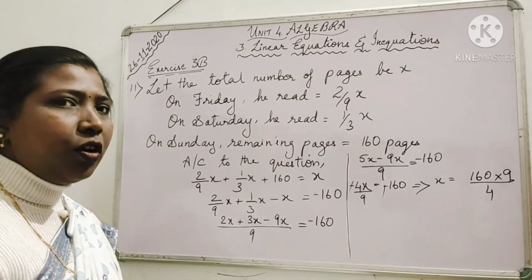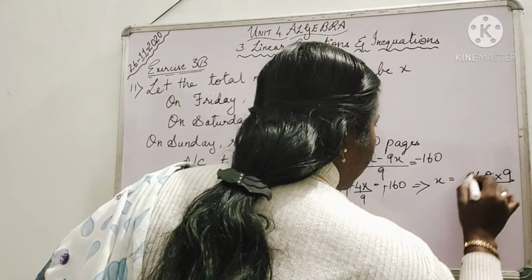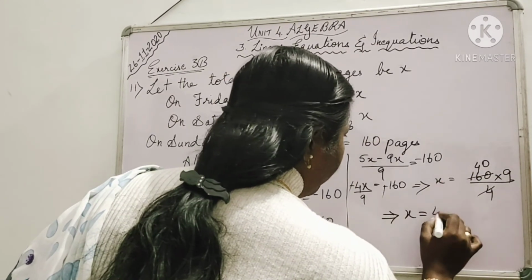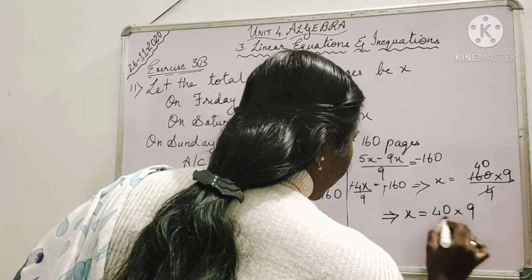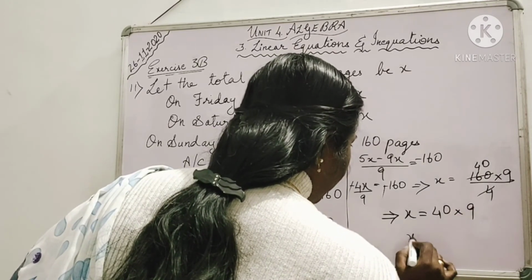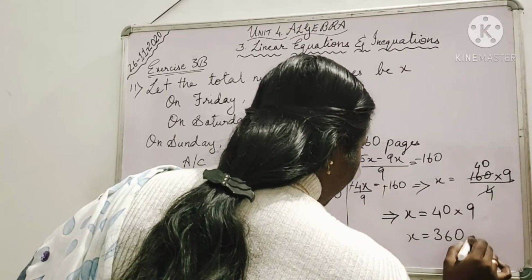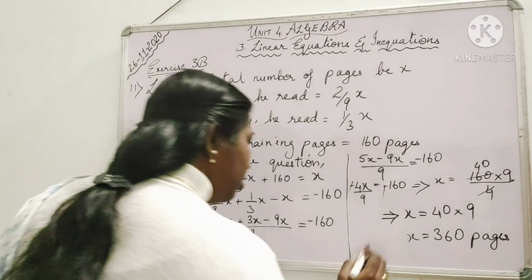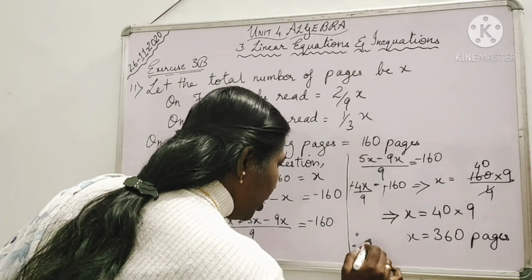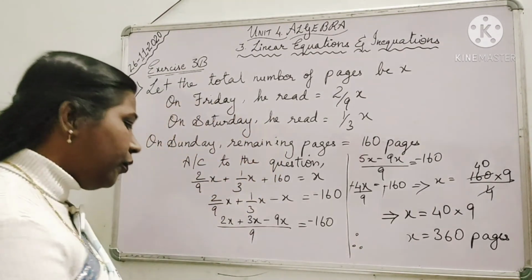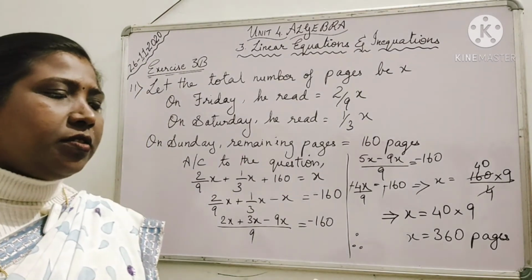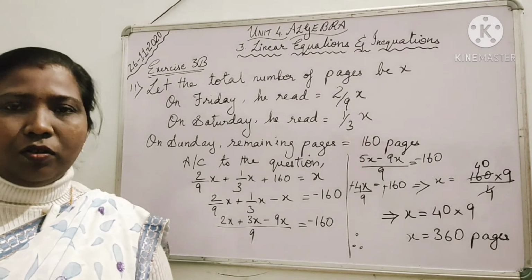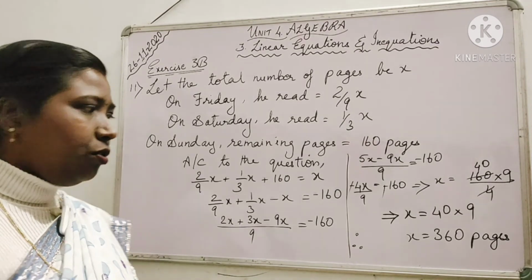So after cancelling, what are we getting? We will get 4 4s are 16. What will you get? x is equal to 40 into 9. 40 into 9 will be, x is equal to 360 pages. Now I can write, therefore, there are 360 pages in the book in all. Okay, students, the last line you can note down.